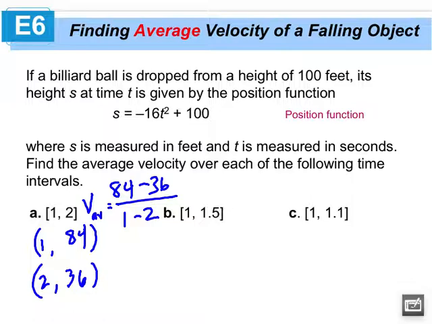What is that, -48? Yeah. Why is there a negative sign there? Lexi? It's going down, right. So velocity has direction, and direction in this case would be negative. What are my units? Feet per second. The other calculations all do the same thing.